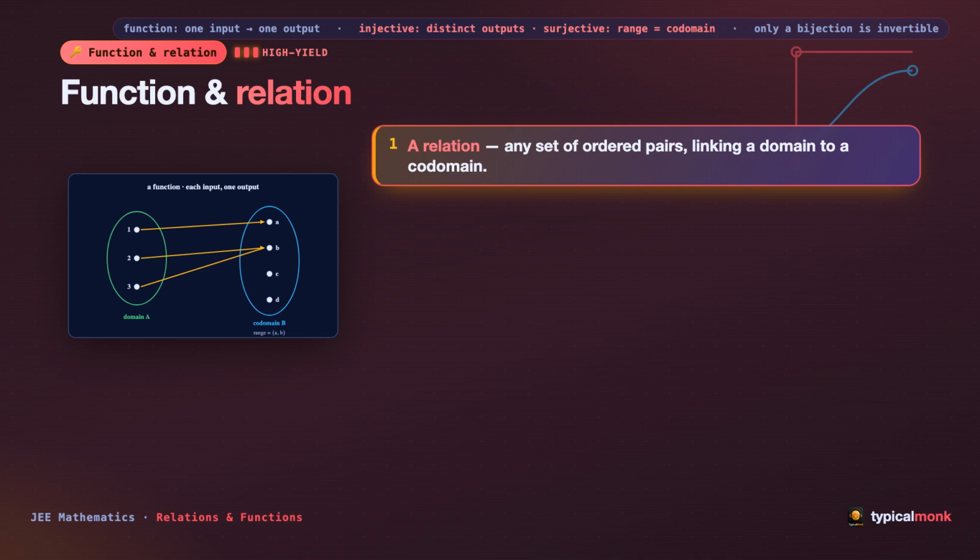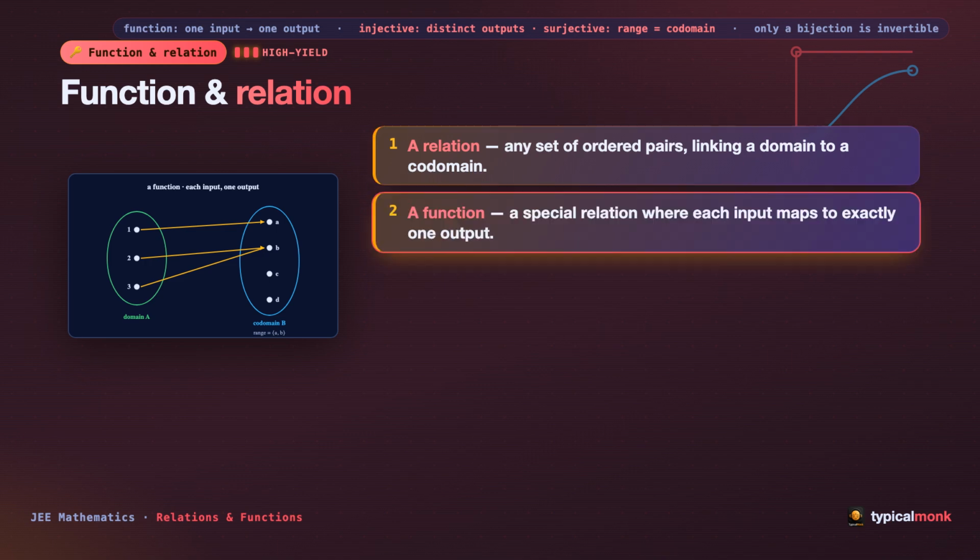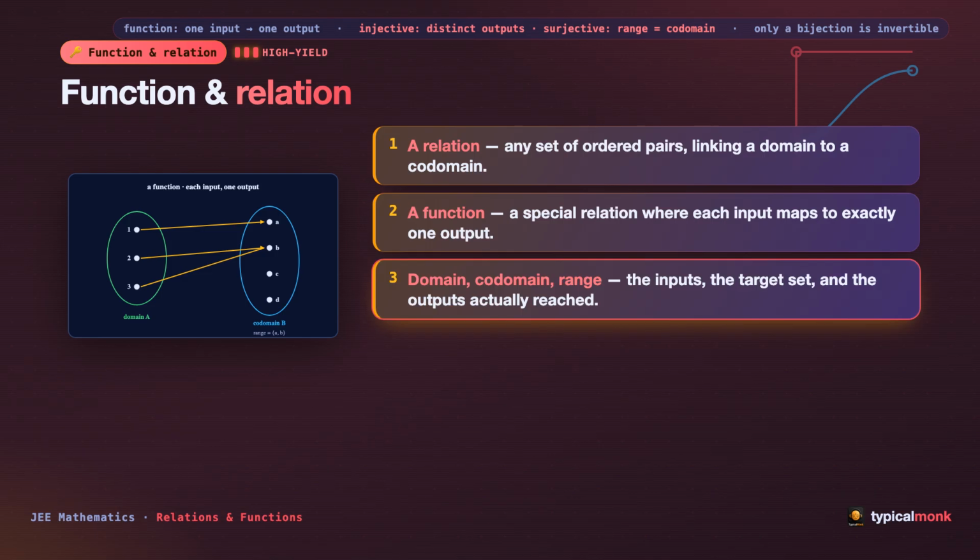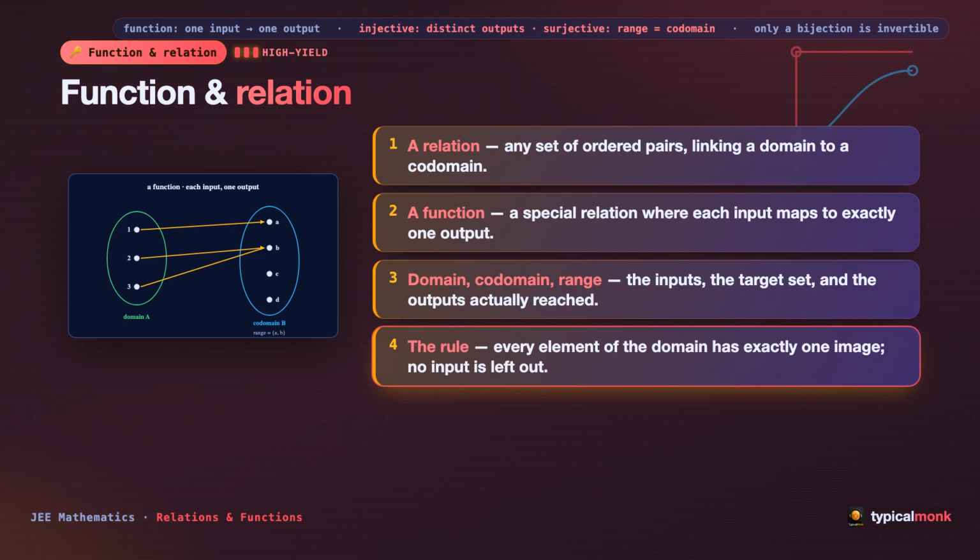Now look at the picture, a function from set A to set B. A relation. It is any set of ordered pairs linking a domain to a codomain. A function. It is a special relation where each input maps to exactly one output. Domain, codomain, range. The inputs form the domain, the target set is the codomain, and the outputs actually reached form the range. The rule: every element of the domain has exactly one image, and no input is ever left out.